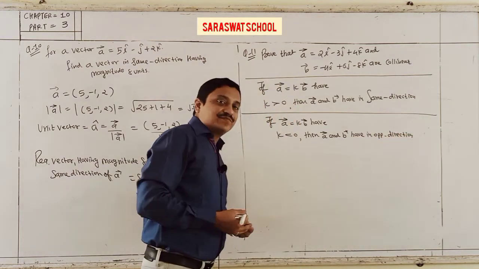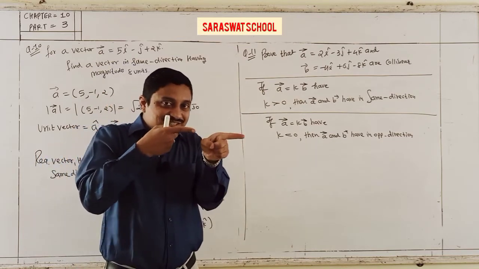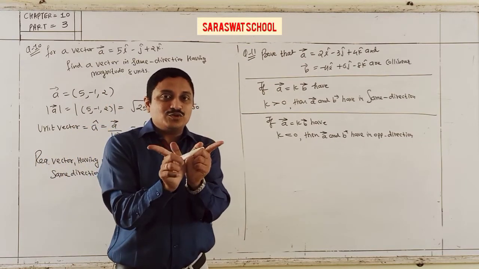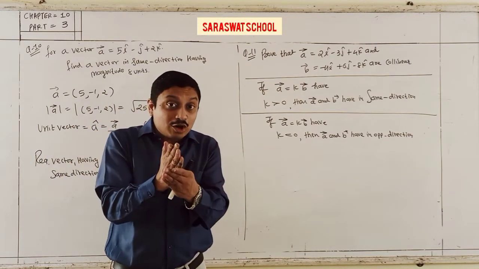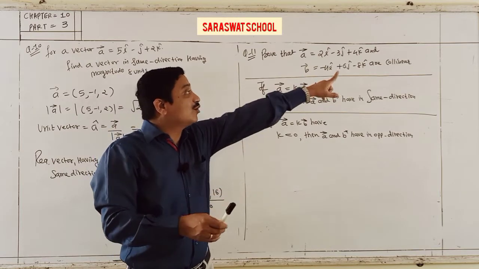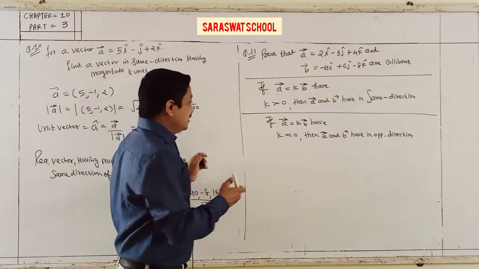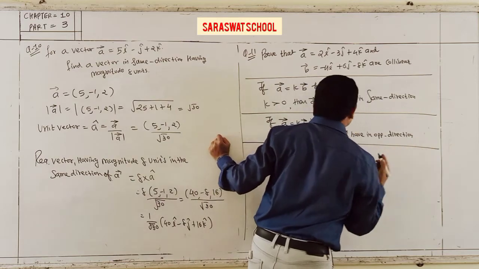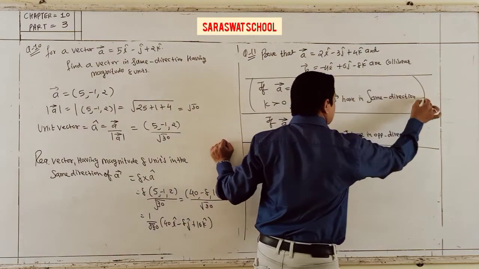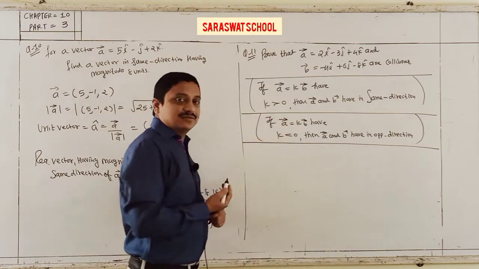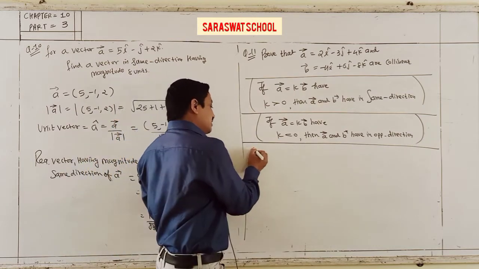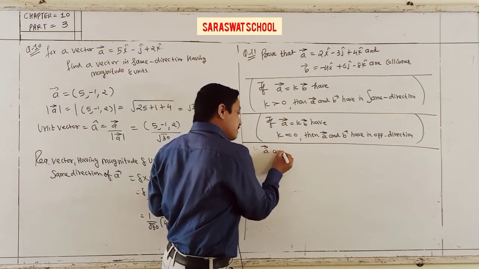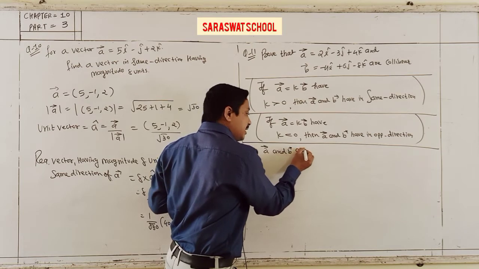Students, finally, same directions or opposite directions, both are valid for collinearity. So these 2 points will be covered by either this or that. So you can say therefore A and B are collinear.